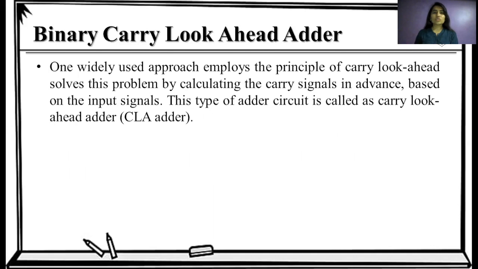One widely used approach to employ the principle of carry look ahead solves this problem by calculating the carry signals in advance based on the input signal. This type of adder circuit is called a carry look ahead adder. Here we can calculate carry previously from the input signal, so we do not have to wait for carry propagations. So how can we do this?